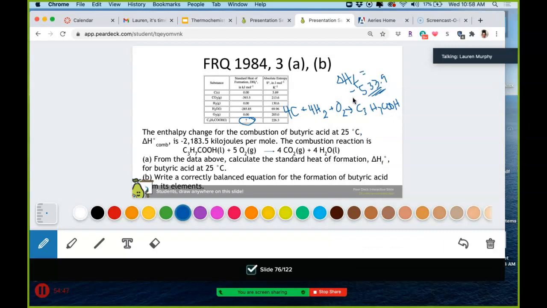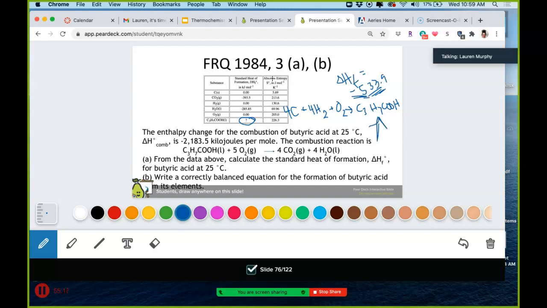Enthalpy of formation values are what you can combine in an overall reaction to get the delta H for the overall reaction if you want it. But enthalpy of formation values are just the amount of energy associated with the formation of a compound from its elements. So if you took 4 carbons and 4 hydrogens and O2 and smashed them together to make butyric acid, this much energy would be released in the formation of butyric acid.